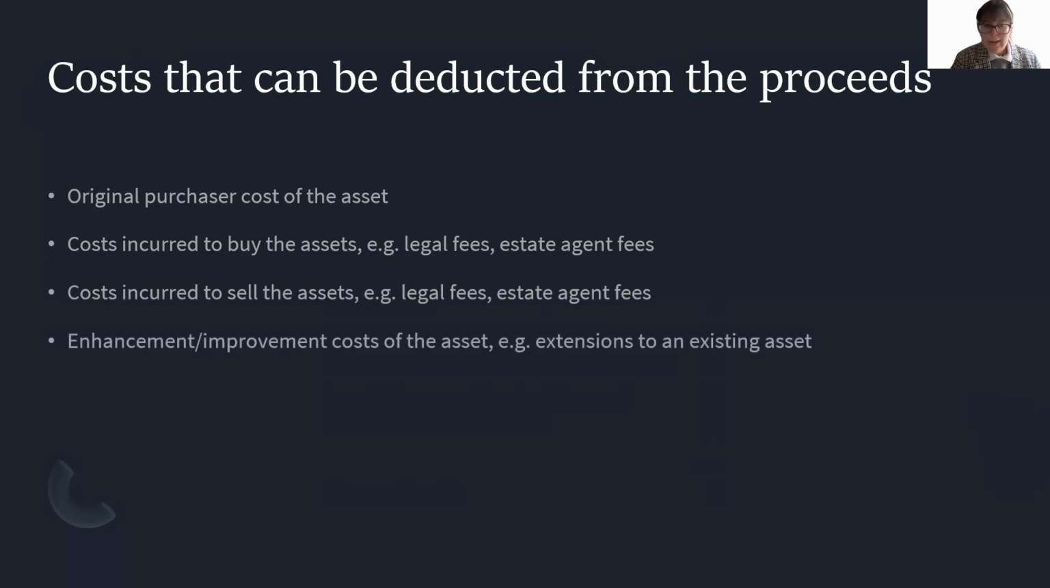It might be any enhancement or improvement costs to the asset. So using the example of a house, if you put an extension on your house, you are quite clearly increasing the value. It could be an indexation allowance. We are allowed to deduct that too.